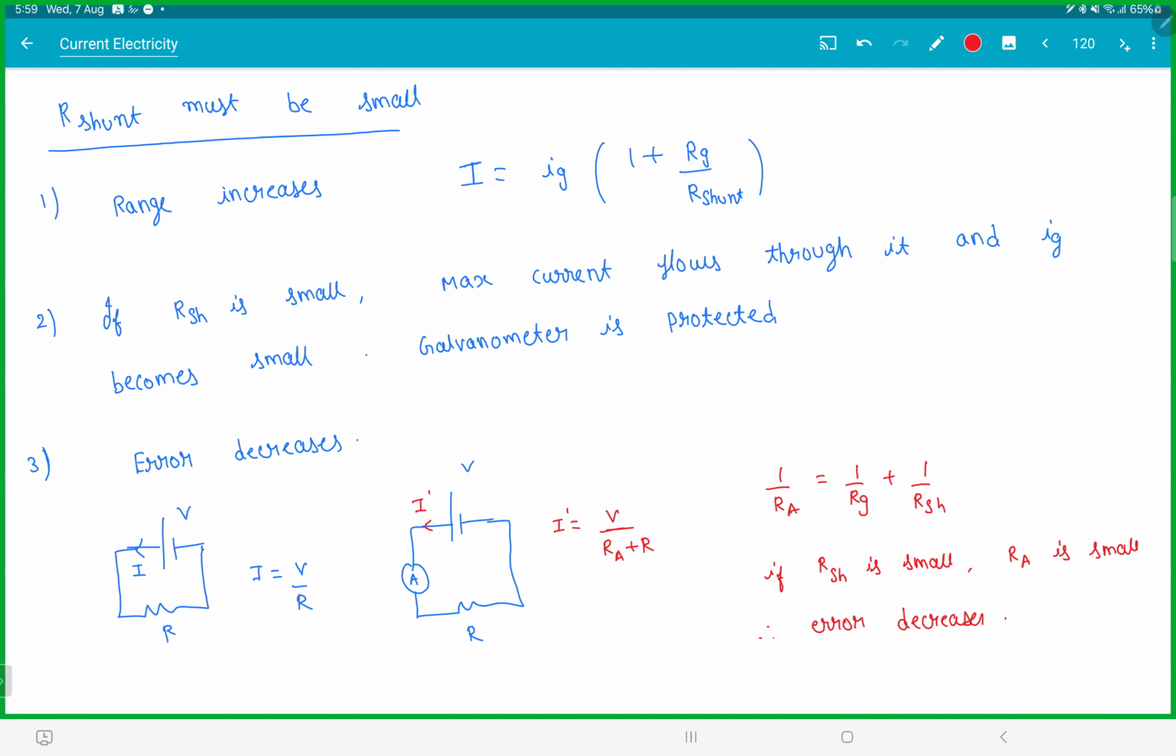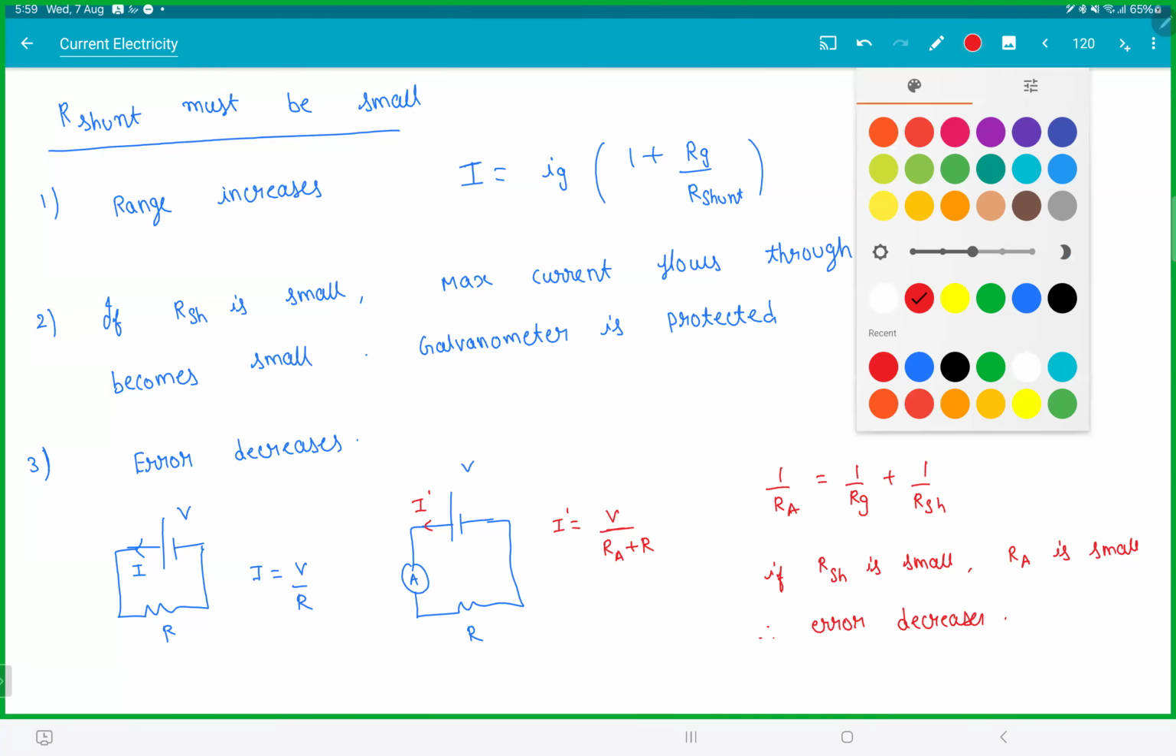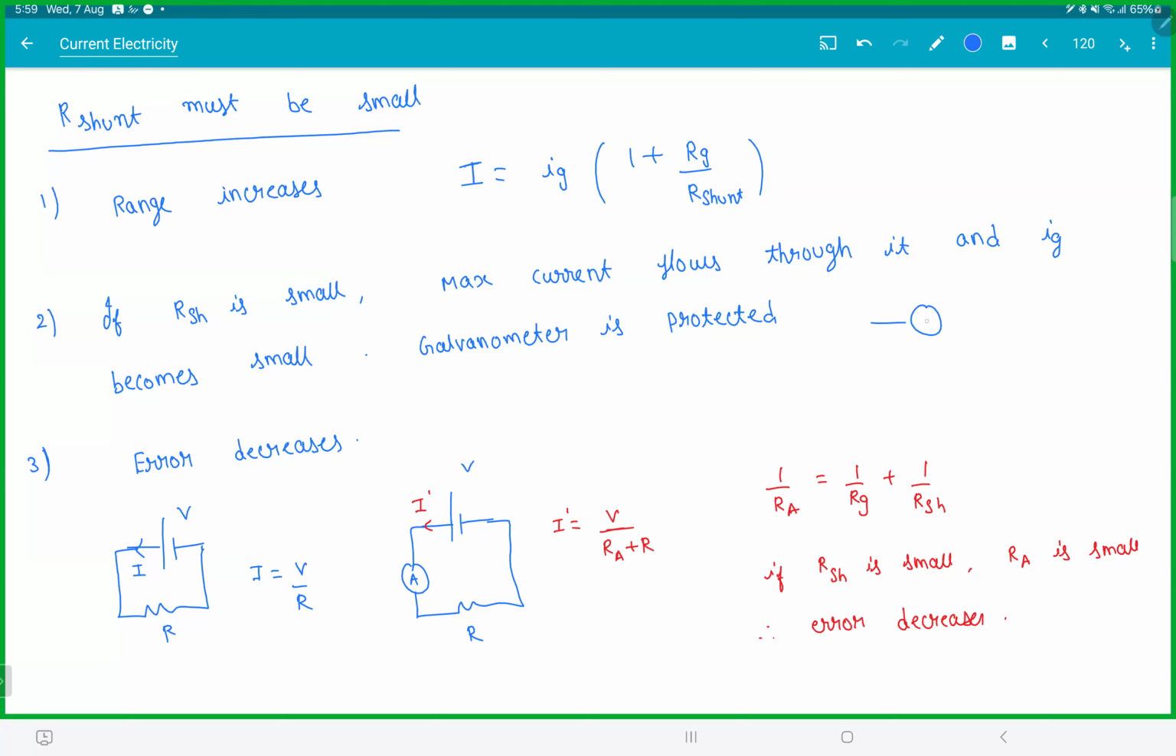Is that clear, everyone? So these are the three things. So the galvanometer here and the shunt here. You don't want too much current in this Ig. You want maximum current to flow through this shunt resistance. So it gives you more range, it gives you protection, and it decreases the error. So keeping the shunt resistance small has its advantages. That is how an ammeter works.